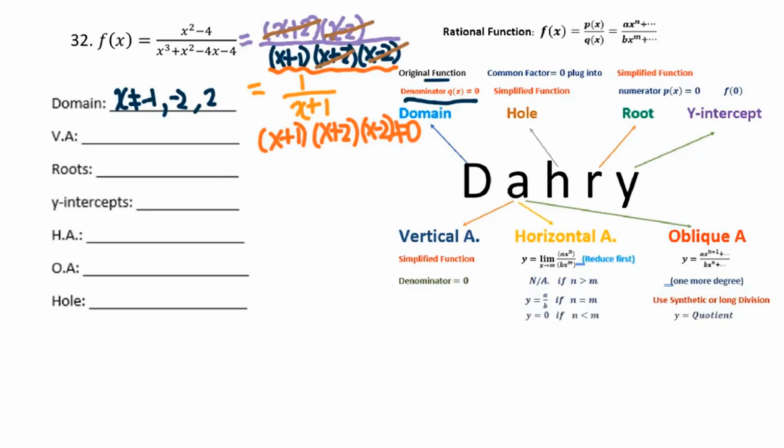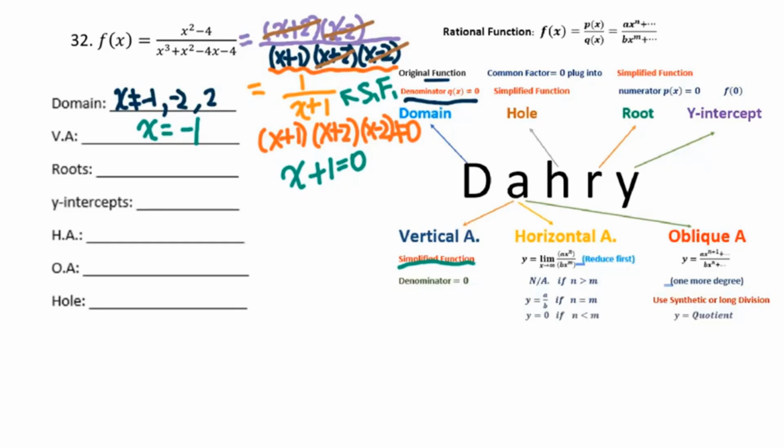For the vertical asymptote line, make sure to use the simplified function. This is the simplified function. Then set your denominator equal to 0. So we got x equals -1.